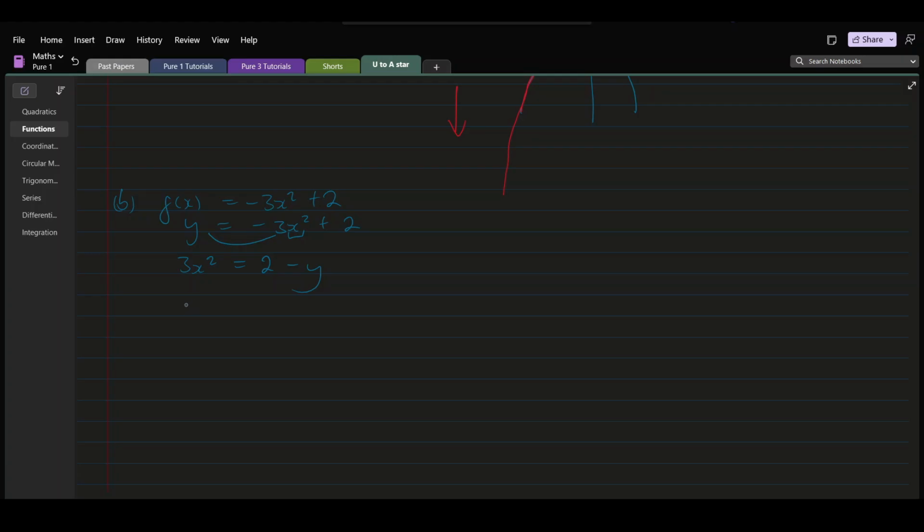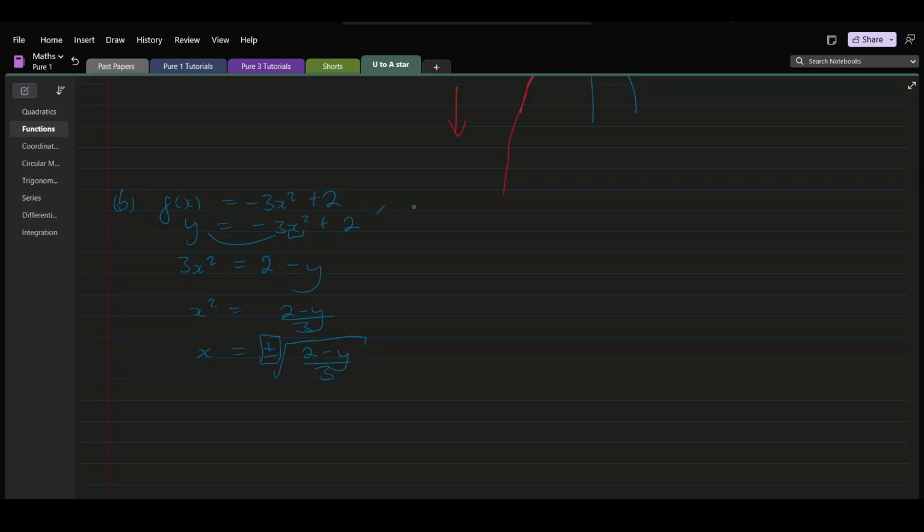And now let's divide both sides by 3. You have x squared is equal to 2 minus y over 3. And then take the square root of both sides. x is equal to plus or minus the square root of 2 minus y over 3. Now we need to pick one of the signs. We cannot have both signs on our inverse.